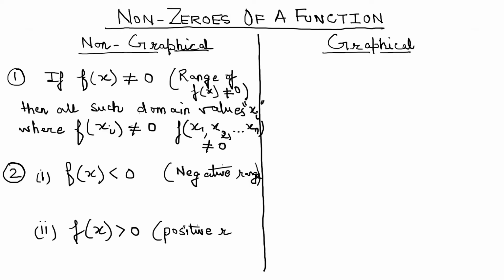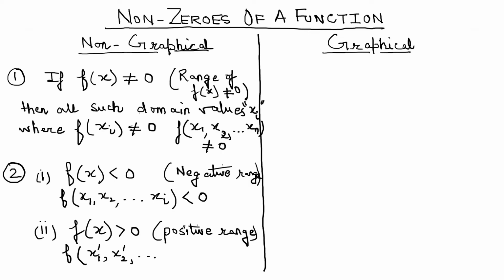When we are talking about the negative range, we are interested in knowing all such domain values for which the function has a negative range. In the first case, let us say we take all such domain values x1, x2 and so on, let's say till xi, such that the range of the function is negative. In the second case, we are talking about all such domain values, let's say x1 dash, x2 dash, so on till xi dash, such that the range is positive.